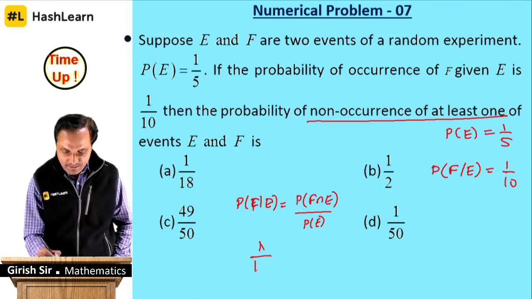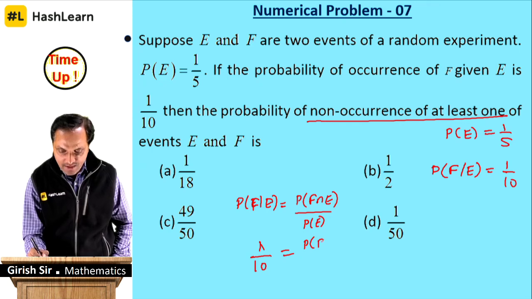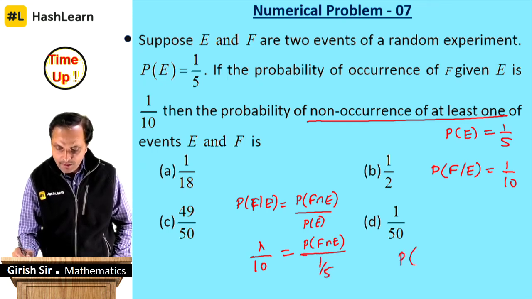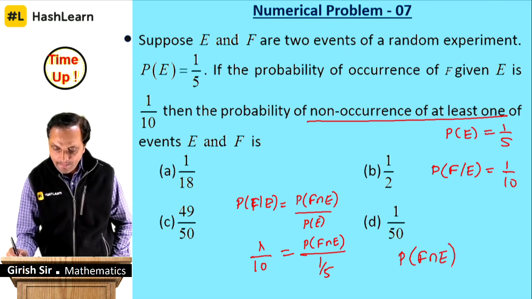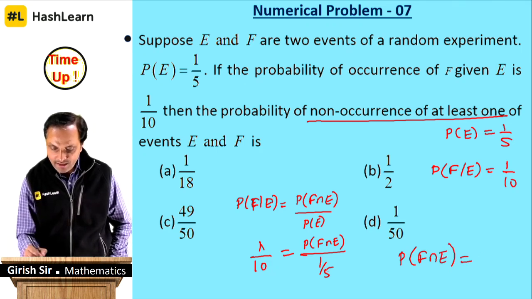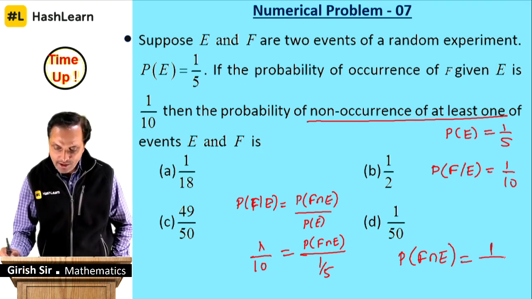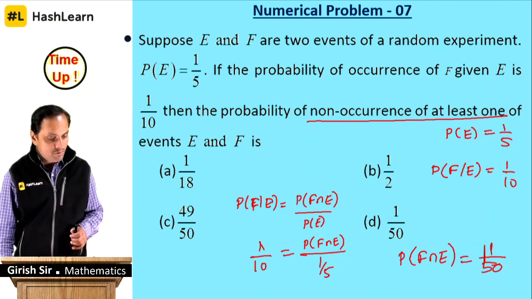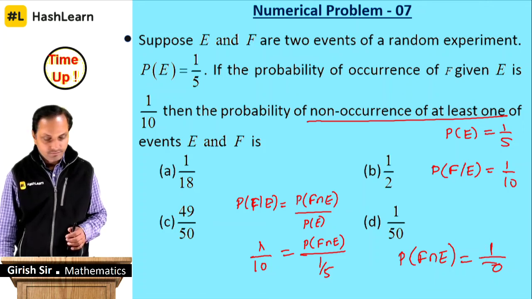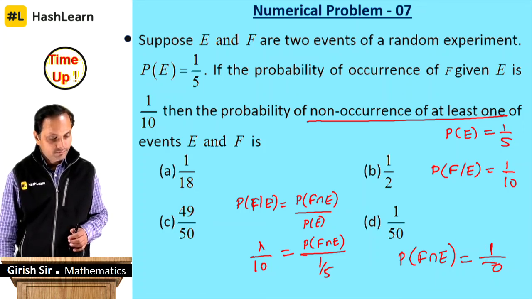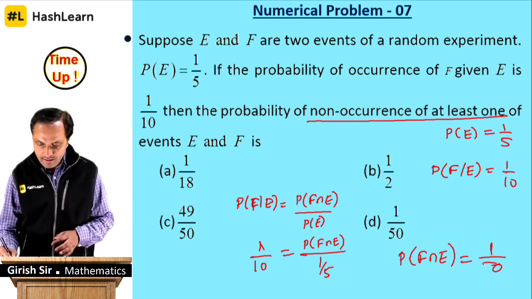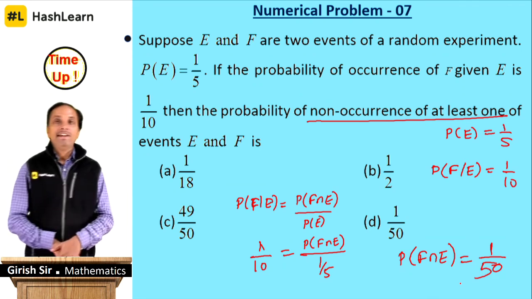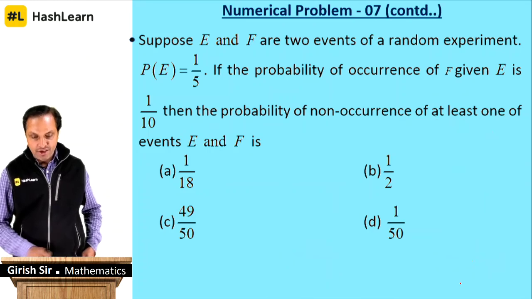इसको यहाँ पे सब्स्टिट्यूट करके probability of F intersection E को फाइंड कर देंगे, तो ये हो गया probability of F intersection E हो गया 1/10 into 1/5, 1/50. So that will give you 1 divided by 50, which is the intersection of these two. Okay, yeah, 1/50 is probability of F intersection E.